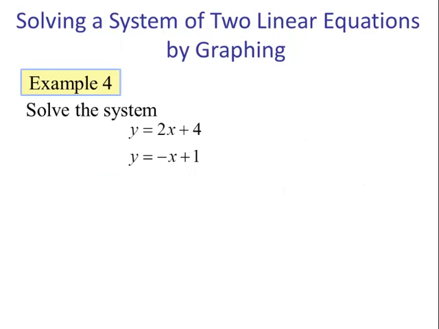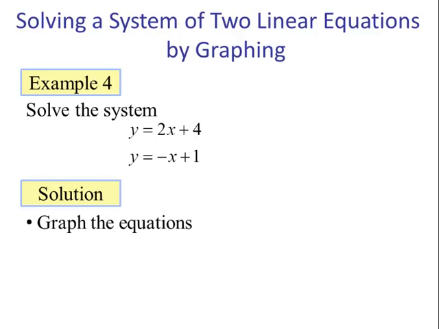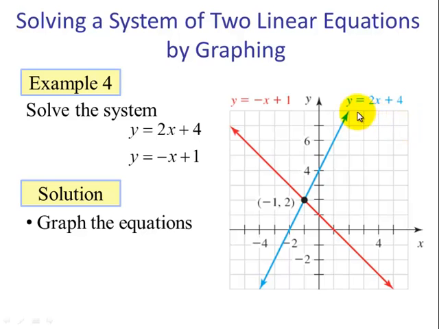Example 4. Solve the system y equals 2x plus 4 and y equals negative x plus 1. Solution. We graph the equations. For y equals 2x plus 4, the y-intercept is 4. Then we do our slope, 2 over 1. We go up 2 over 1, or we can go down 2 over 1.